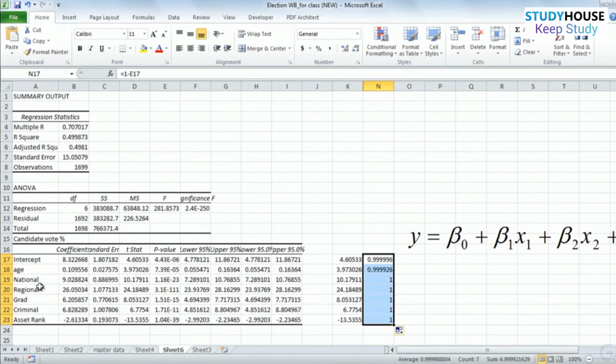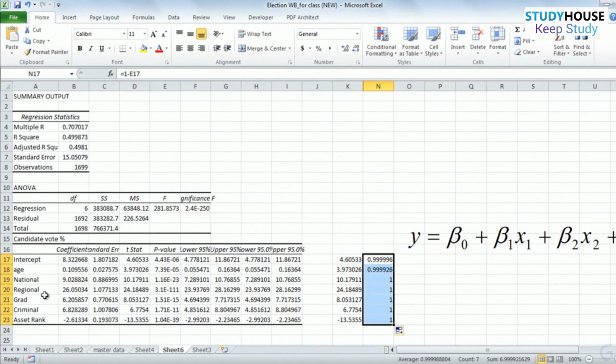In other words, if you have two candidates, one whose age is 50 and the other whose age is 45, then the candidate who is 50 years old is more likely to get 5 times 0.10, that's about 0.50 percentage points more votes than the other candidate. Let's move to national and regional.